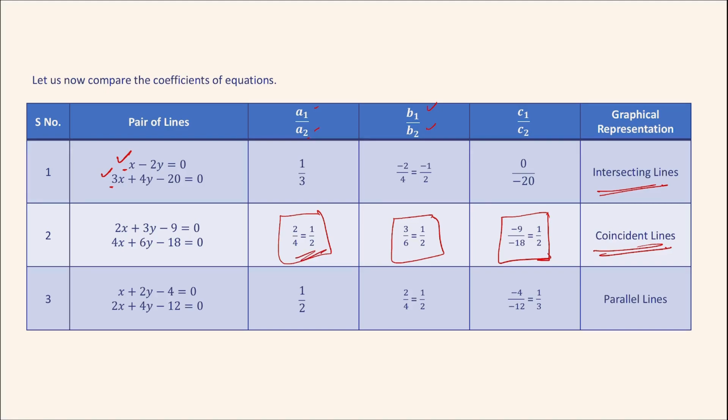So now if we look at the third example, which is x plus 2y minus 4 is equal to 0 and 2x plus 4y minus 12 is equal to 0, we get a1 upon a2 as 1 upon 2. Then b1 upon b2, the b coefficients, that means which is multiplied by y, is also 1 upon 2. But these two are equal. In the second one where there were coincident lines, all three of them were equal. And here c1 upon c2 is not equal, right? So they are parallel lines. They are parallel lines with no solution. In the first part, none of them were equal. So we can generalize this concept here, which I will present in the next slide.